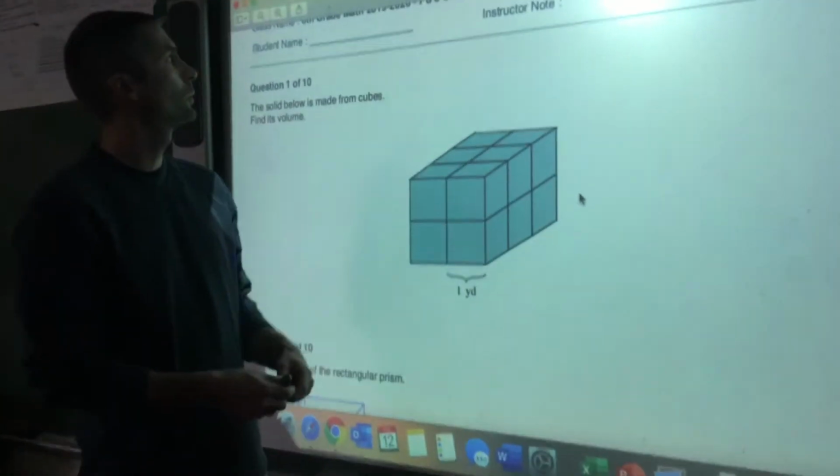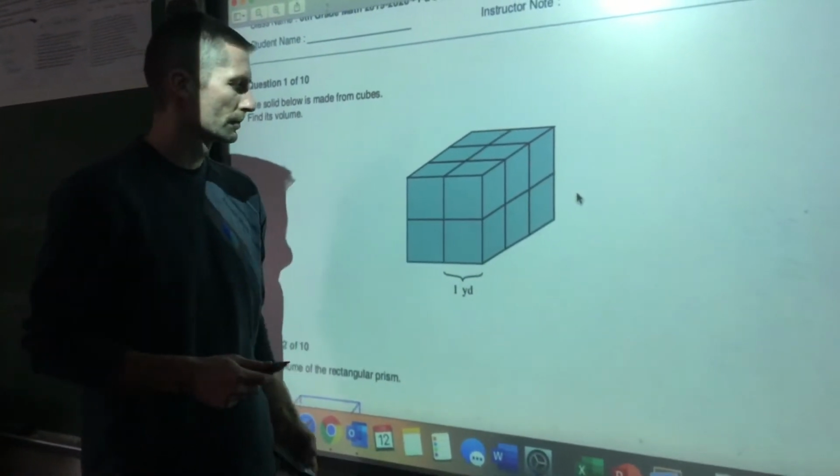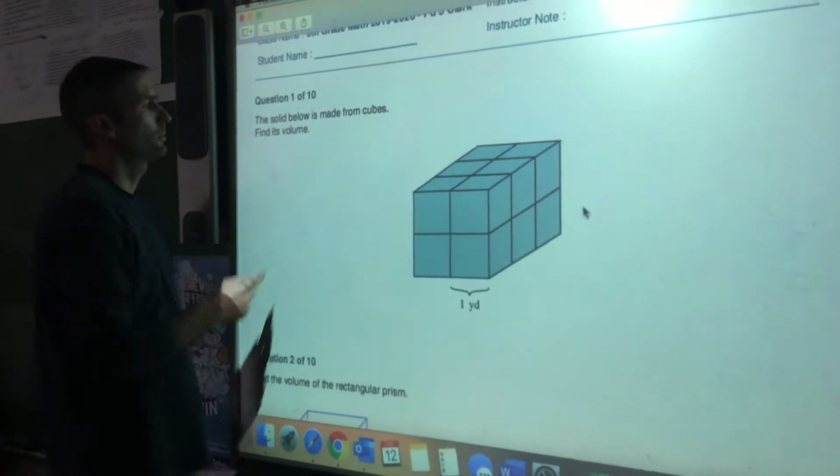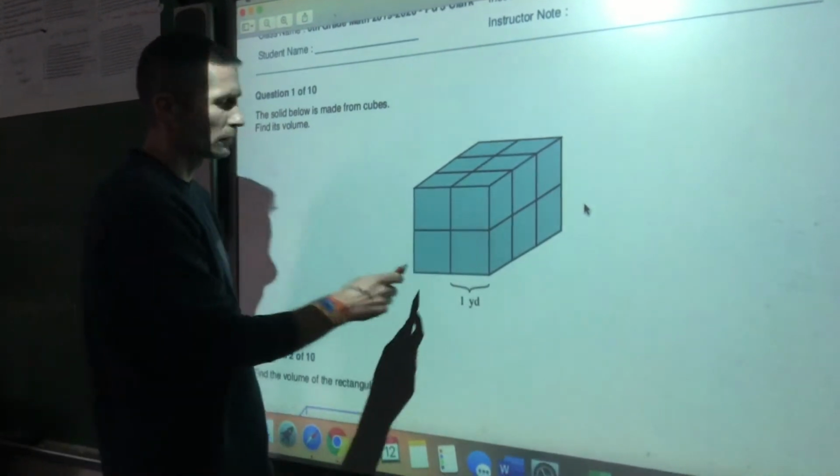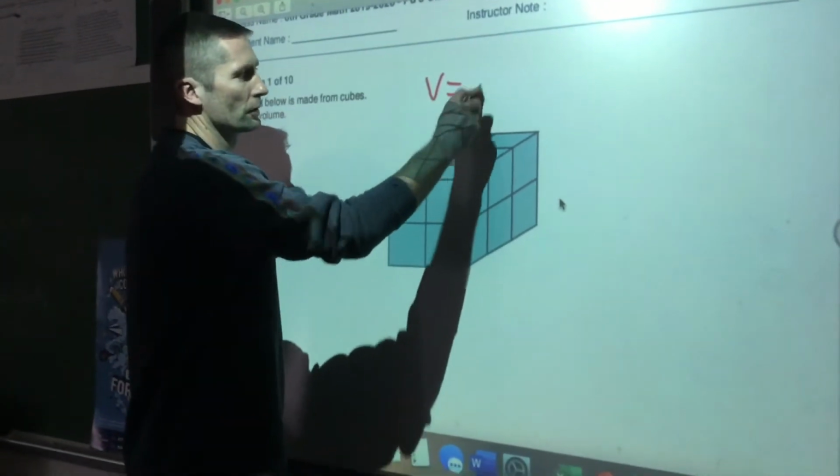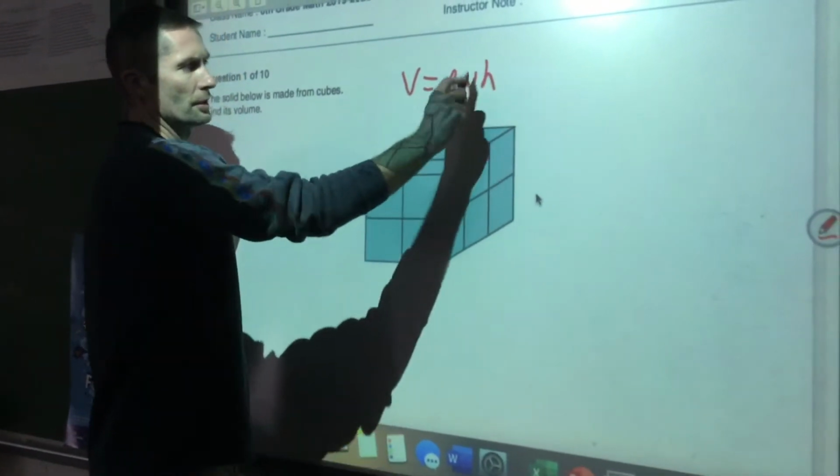All right, this is your week 24 volume homework. First question asks, a solid blow is made from cubes. Find its volume. So to find volume, we're going to do this formula over and over and over. Volume equals the length times the width times the height.